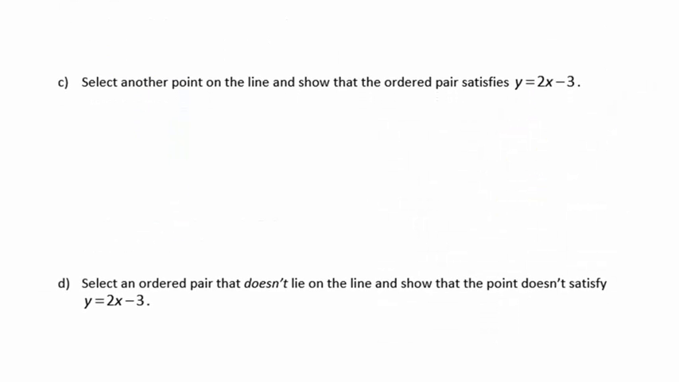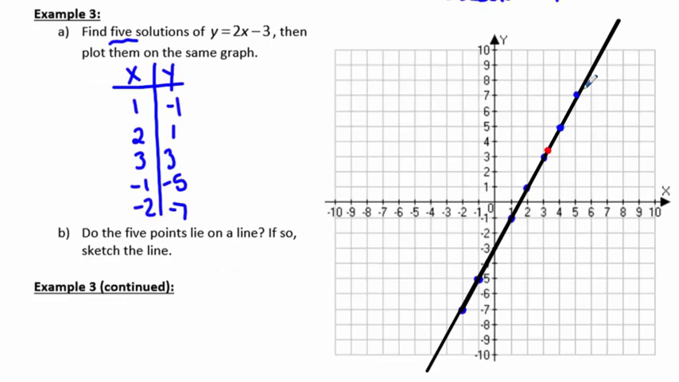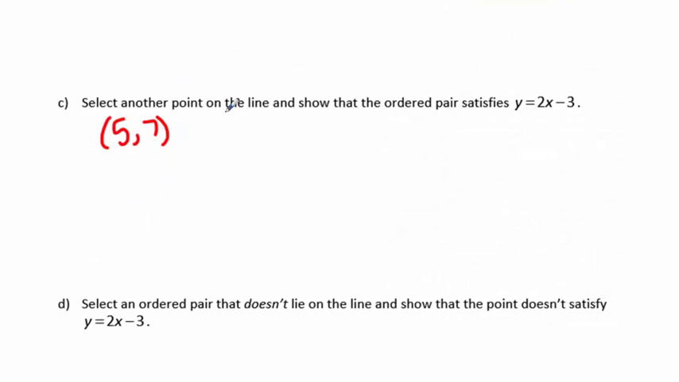So let's select another point on the line and show that the ordered pair satisfies the equation. One of the ordered pairs that we can see on the line is (5, 7). Let's go ahead and verify that. If (5, 7) looks to be an ordered pair on the line, then it must be true for the equation. If we plug in 7 for y, I'm going to get 2 times 5 minus 3 is equal to 7. So if I check this, we've got 10 minus 3 equals 7. This is true.